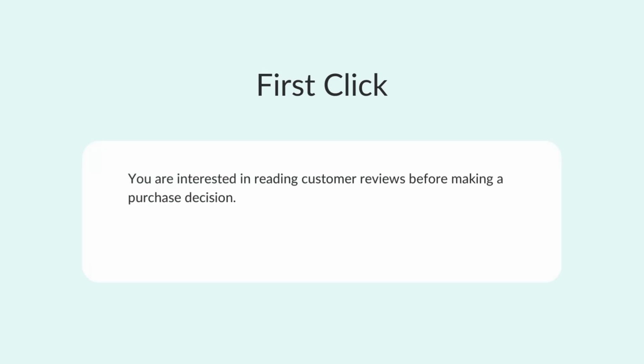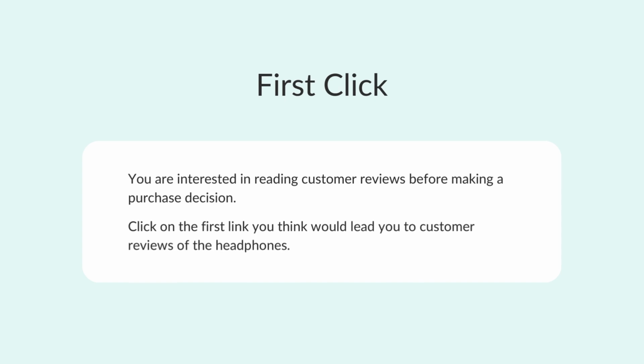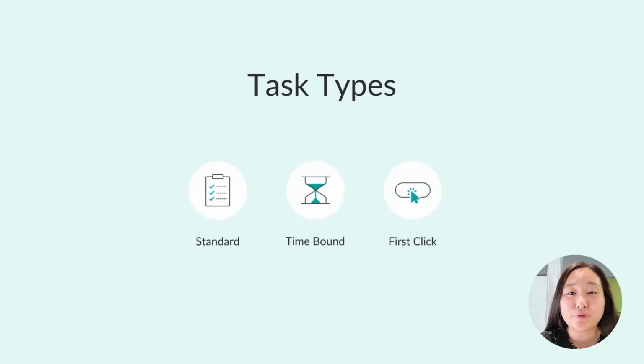A first click task only records the user's first click, after which the task is closed. For example, you are interested in reading customer reviews before making a purchase decision. Click on the first link you think would lead you to customer reviews of headphones. So those are the 3 types of tasks. Now let's look at how to set them up.